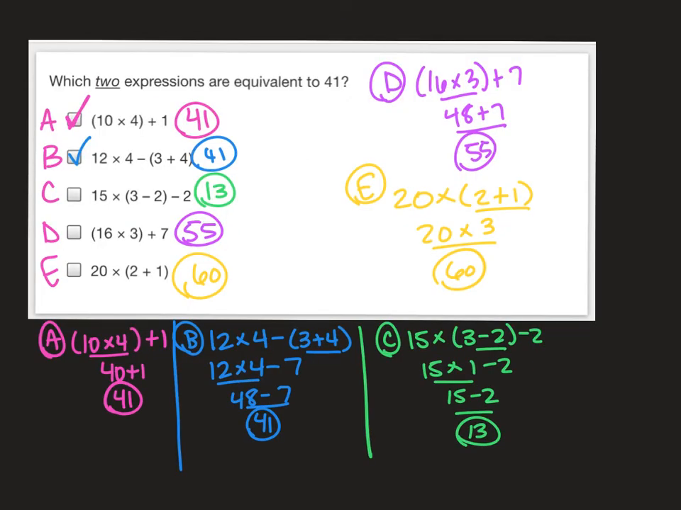All right, on this problem, they were asking which two expressions are equivalent to 41. So I worked out each one of them. I labeled them A, B, C, D, and E. So you can see where I worked each problem out. And it turns out the first two were the only ones that equaled 41. So those are your two answers.